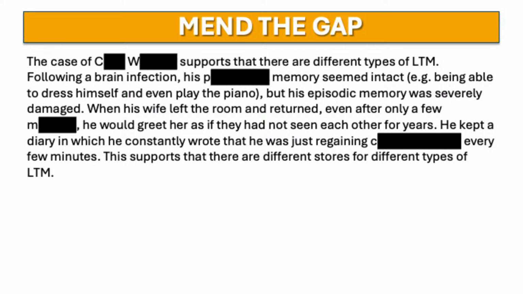So the case of C blank, W blank, what are we mending there? Supports that there are different types of long-term memory. Following a brain infection, his P blank memory seemed intact. For example, being able to dress himself and even play the piano, but his episodic memory was severely damaged. When his wife left the room and returned, even after only a few blank, he would greet her as if they had not seen each other for years. He kept a diary in which he constantly wrote that he was just regaining what every few minutes. This supports that there are different stores for different types of long-term memory.